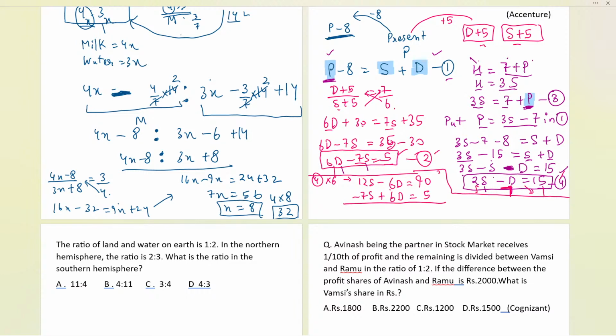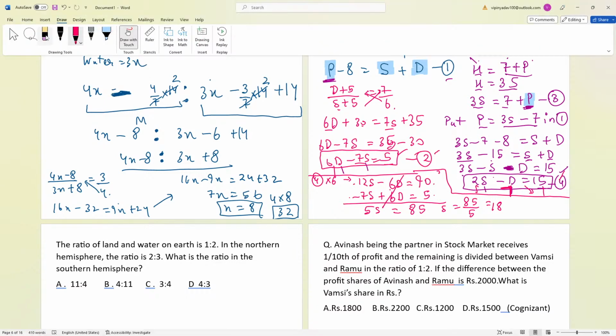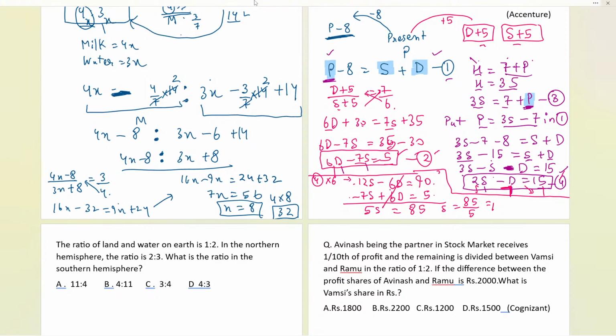Now, we just have to add these two equations. If I add, this D will be cancelled. Only 12S minus 7S, which will be 5S, equals 90 minus 5, which will be 85. So S you will get as 85 divided by 5. And if you calculate here, 5 times 7 is 35. Mistake, I had written it wrongly.